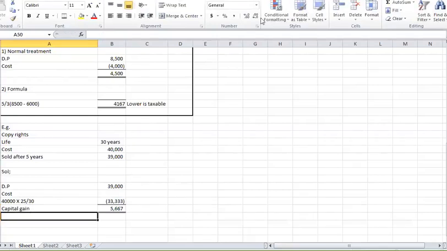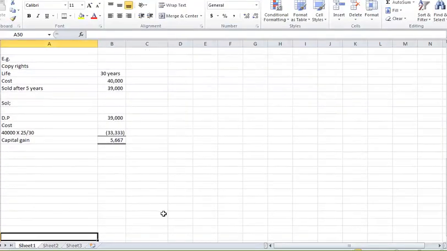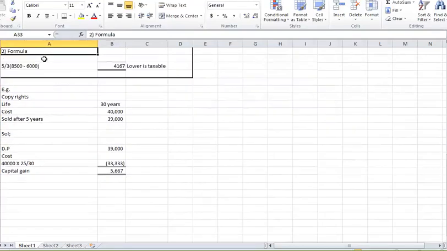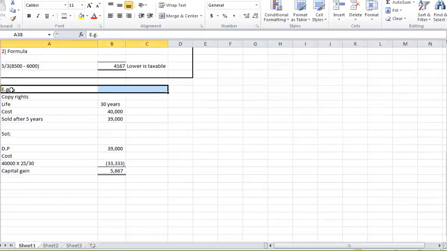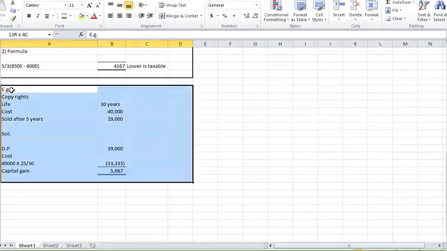Friends, if you have any confusion or any question, you can ask. In this way, you will be able to calculate gain or loss whenever you are going to sell a wasting asset which is not a chattel.